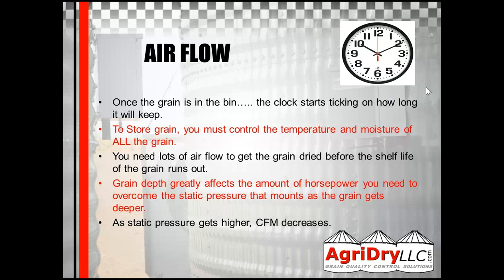You need lots of airflow. If you're changing the moisture of the grain, you need lots of airflow to get the grain dried down before the shelf life of the grain runs out. The amount of grain depth, or basically the height of the bin, affects the amount of horsepower you need to overcome the static pressure.